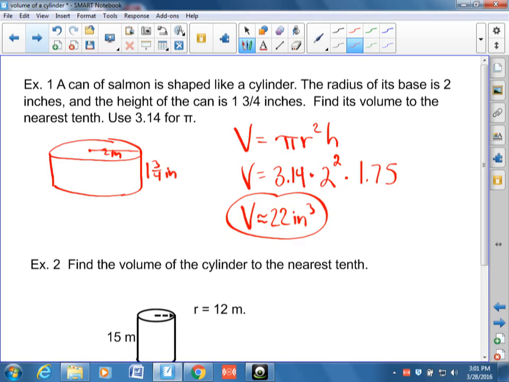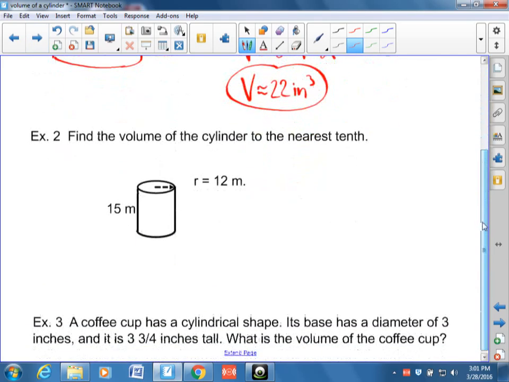Example 2. This time I've got the cylinder for you. You'll notice that the height is 15 meters, the radius is 12 meters. So this is just a matter of substituting. So 3.14 times 12 to the second times 15.